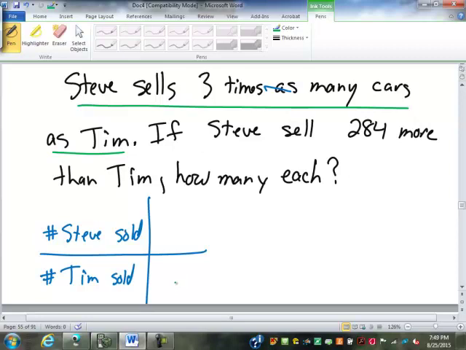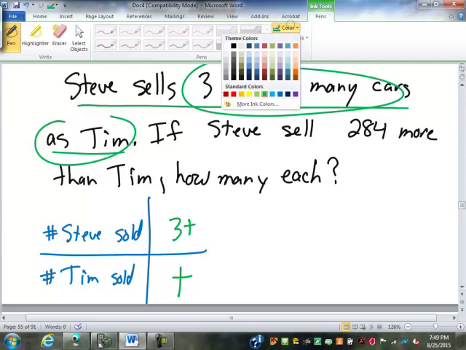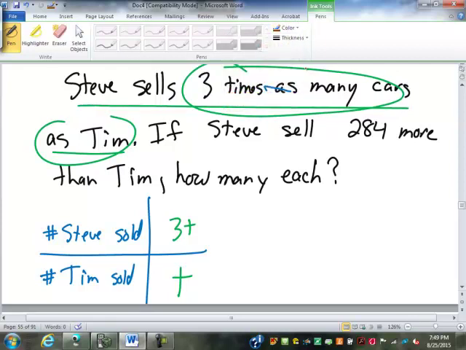Tim or Steve? Tim. And I can use X and whatever. I'm going to use T for Tim. What's Steve going to be then? 3T, because he sold 3 times as many as Tim. Now in this case, are we adding up to a total? No. We're told that Steve sold 284 more than Tim. That's giving us a difference.